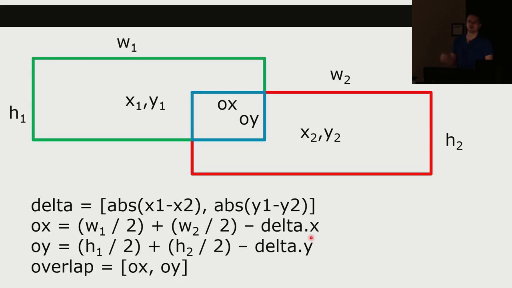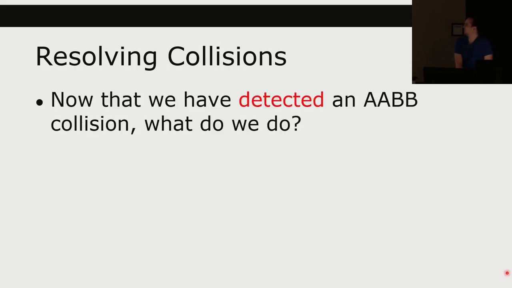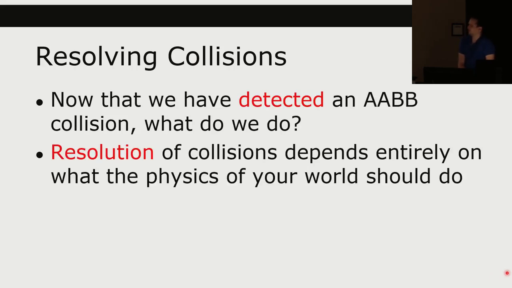If you want to be sure that there is an actual overlap that's greater than 0 in order to resolve something, that's up to you. But you can use this OX and OY to then resolve your collisions somehow. And so let's talk about that. Now that we've actually detected the axis-aligned bounding box collision, what do we do? The resolution of the collisions is going to depend entirely on the physics and the gameplay of your system.